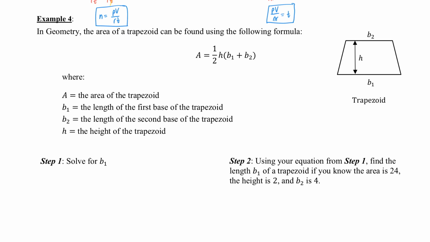So the area of a trapezoid is very similar. It's 1/2 of the bases added together times the height. So this is base 1, this is base 2. This formula will allow you to calculate the area.